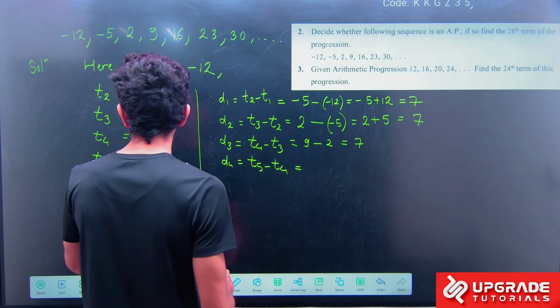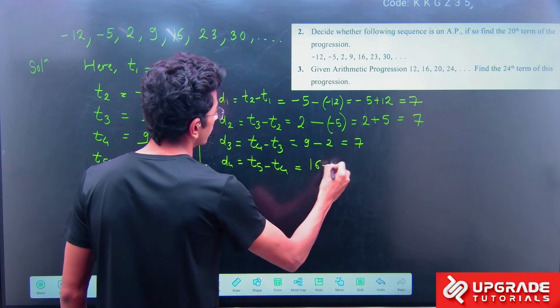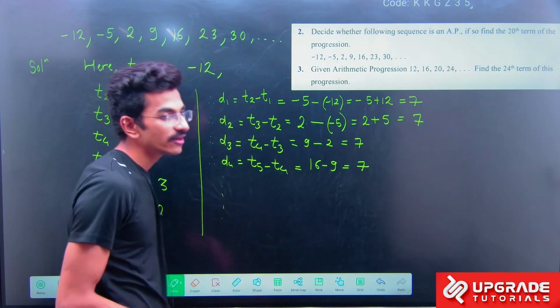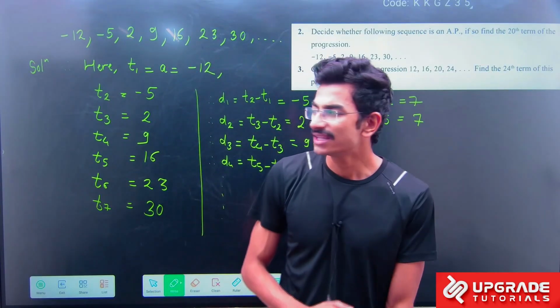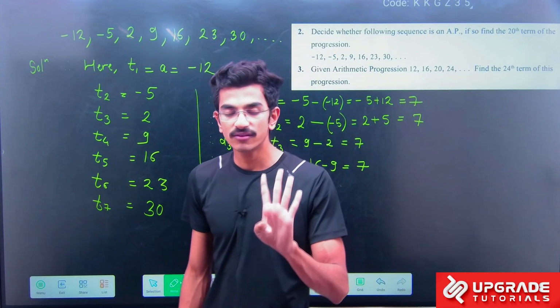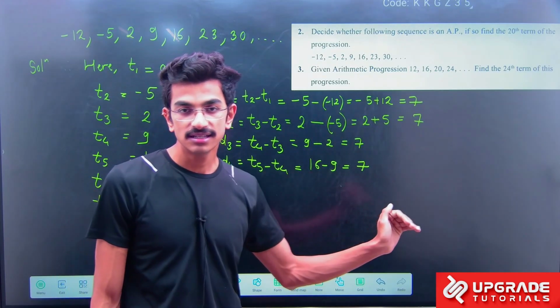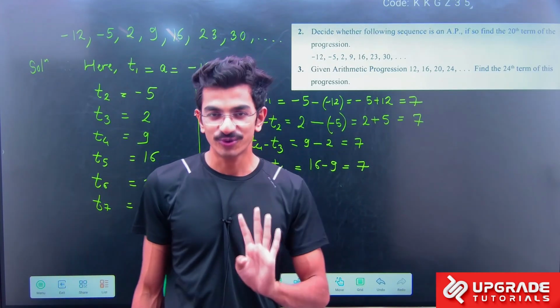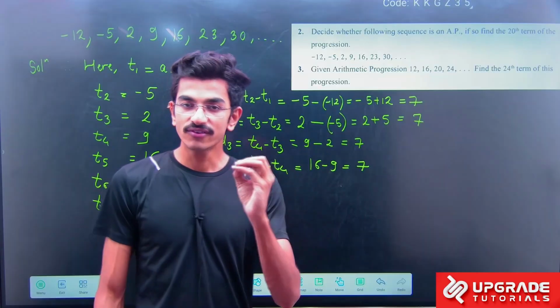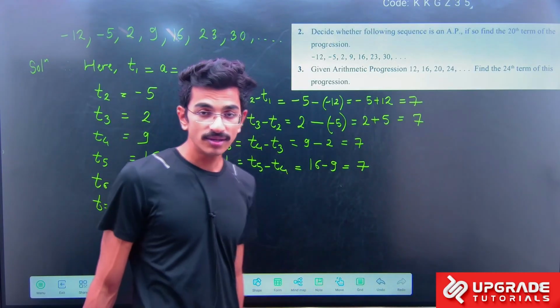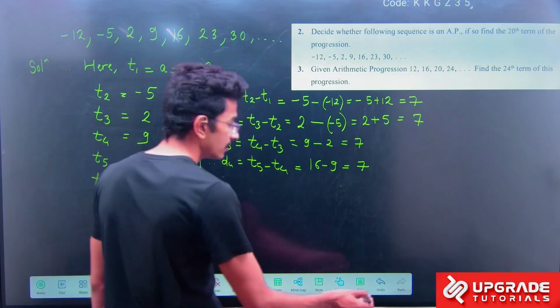It is nothing but 16 minus 9. It is again nothing but 7. Similarly, you can find the remaining common differences, but there is no need to. If there is a difference between the values of D, it will be in the first 3 or 4 terms. So if you find the first 4 terms, it is more than enough. Okay, so here the common difference is the same. We can conclude.